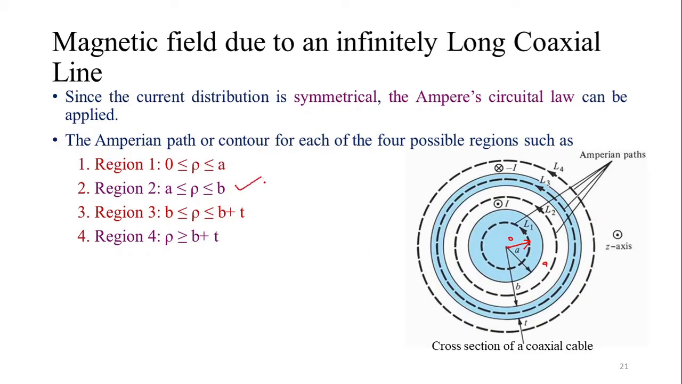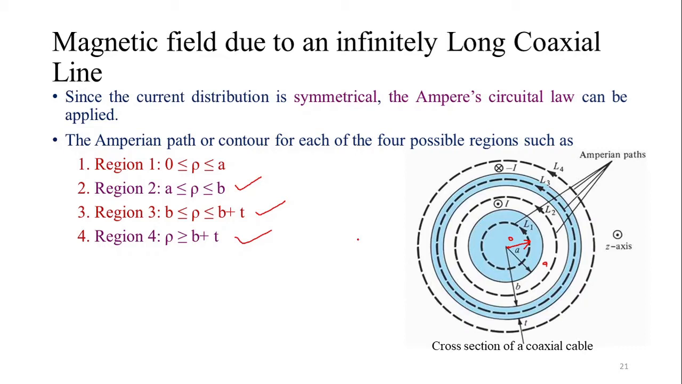That is the second region. The third one is the region within the outer conductor, which covers the inner conductor completely and covers part of the outer conductor. That is B to B plus T. The region is B to B plus T. And the next one is outside the outer conductor, greater than B plus T.